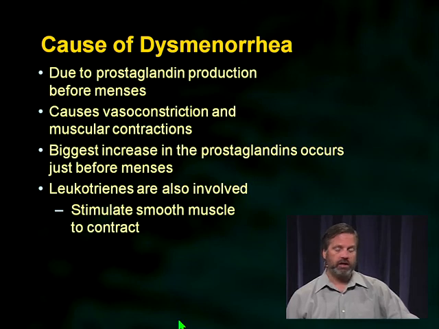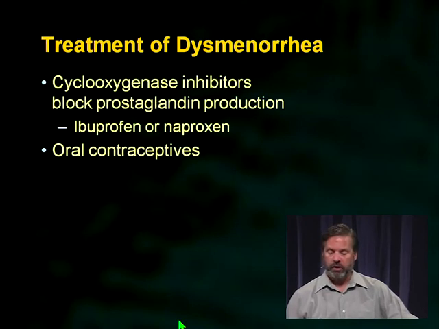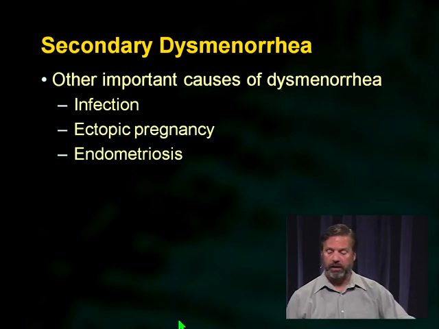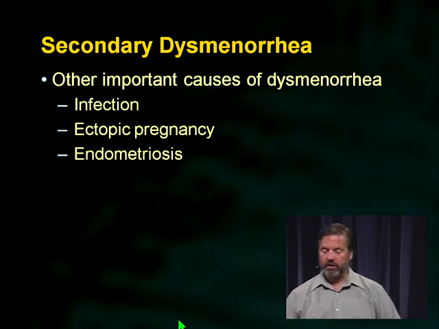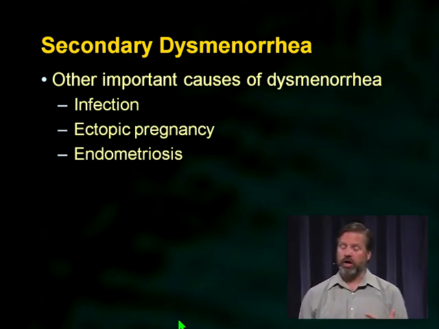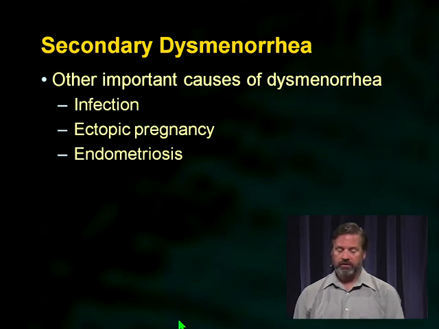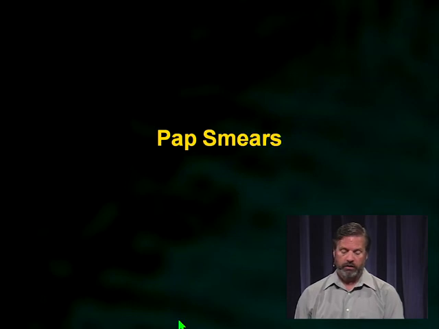The hardest thing is to get treatment started in advance of the dysmenorrhea, because the most effective way to treat it is to start the treatment before the dysmenorrhea starts. But we use cyclooxygenase inhibitors that block prostaglandin production, like ibuprofen and naproxen. Oral contraceptives can also be very helpful in regulating the cycle. Just the induction of oral contraceptives may solve the problem. In secondary dysmenorrhea, dysmenorrhea that's caused by other problems, infection. Obviously, an ectopic pregnancy is an emergency that might need to be dealt with, and endometriosis.